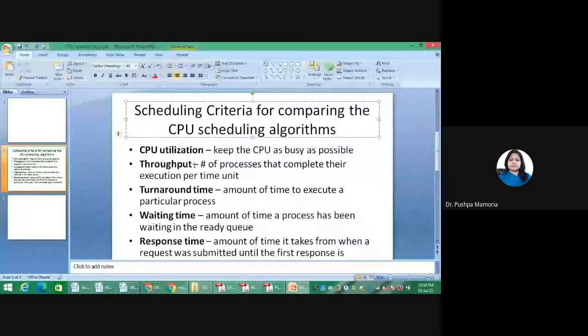Then the second criteria is throughput. Throughput means the number of processes that complete their execution per unit time. They are saying if the CPU is busy executing processes, then work is being done. So the measure of work is the number of processes completed per unit time. That is called throughput. Clear?